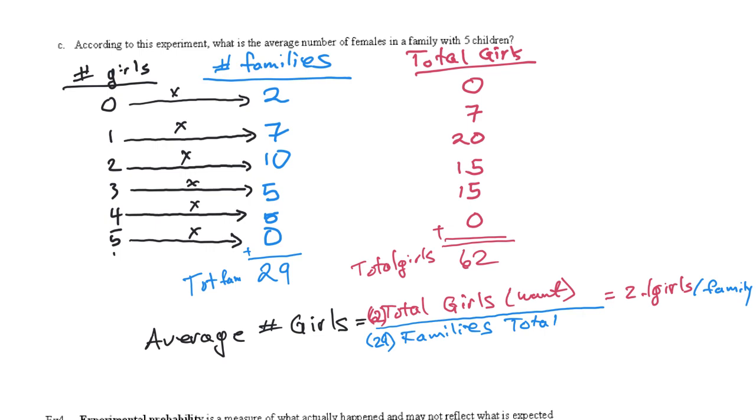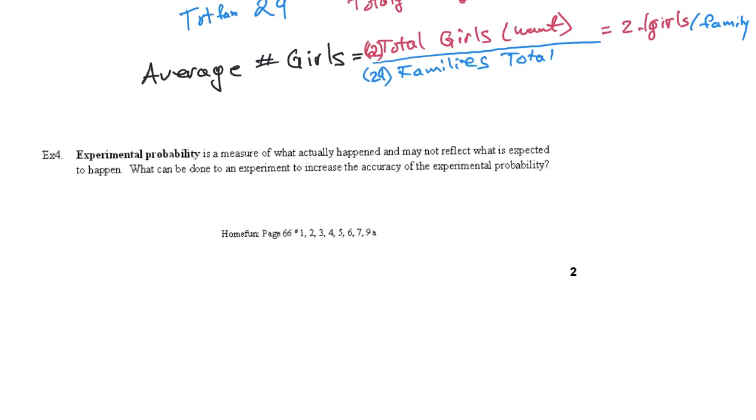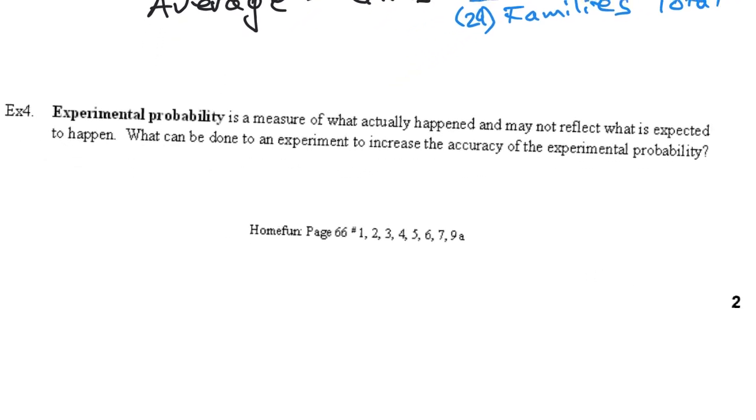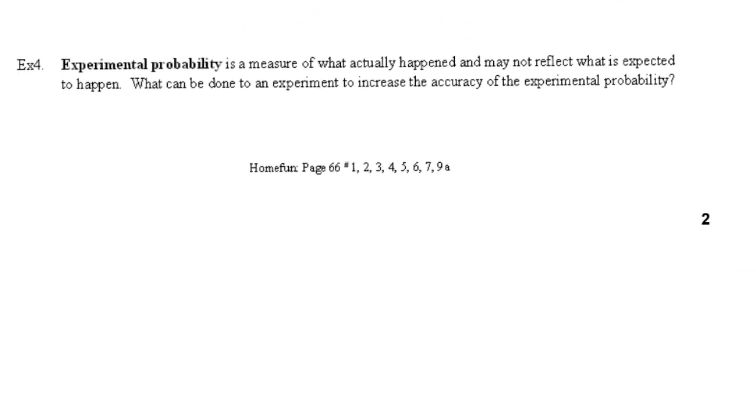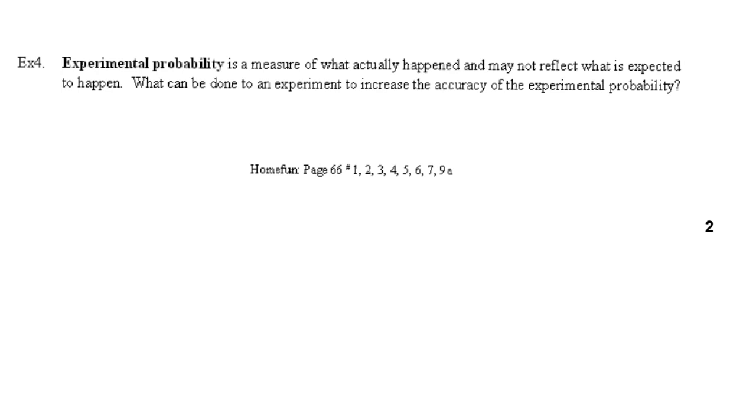And let's move on to example 4. All right, so example 4, let's take a look at it. The experimental probability is a measure of what exactly happened and may not reflect what's expected to happen. What can be done to increase the accuracy of the experimental probability?